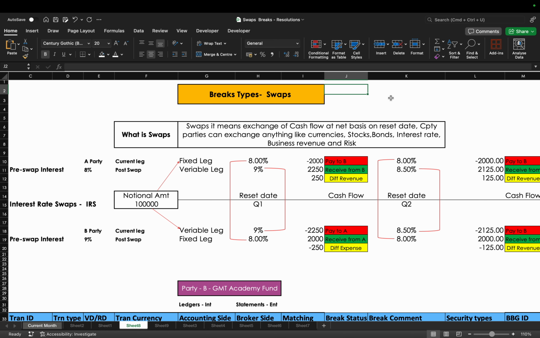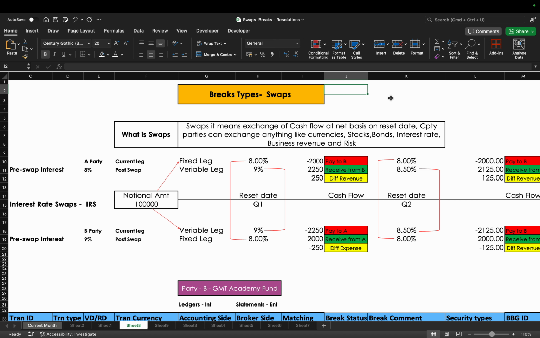Now let's take one example, because there are different types of swaps like stocks, bonds, interest, currencies, a number of swaps. But in this particular session, we are going to discuss only interest rate swaps. How do interest rate swaps work? Let's discuss. When we talk about an interest rate swap, it means we are talking about how we can exchange interest rates with different counterparties, and why we would do it.